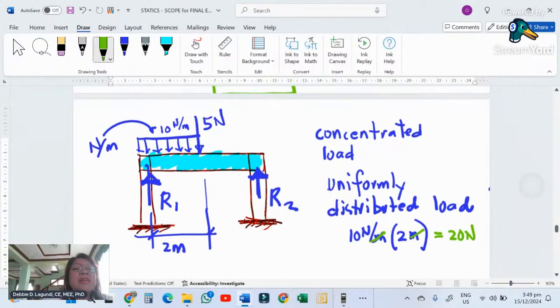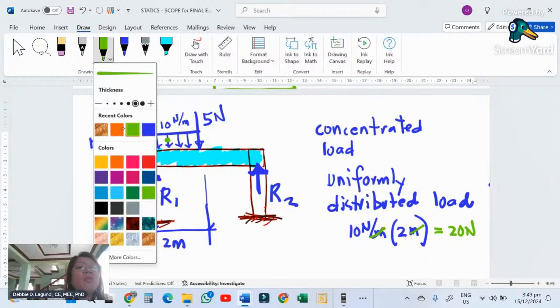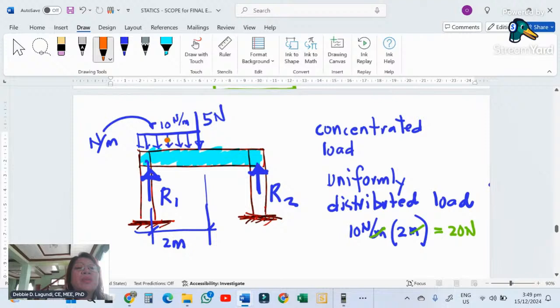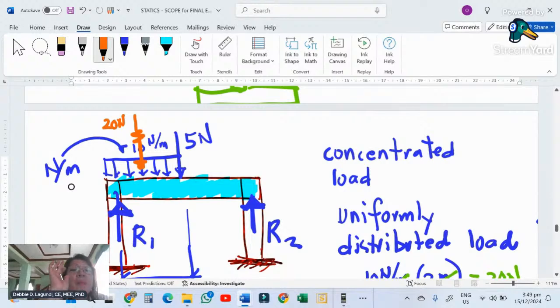And where is it acting? It will be acting at the CG of the rectangular shape. That is the resultant of the 10 Newton per meter across the 2-meter span. So that will be a 20 Newton force. But we are not going to get the resultant when you are going to do the Shear-Moment. But let us do the loading meantime.